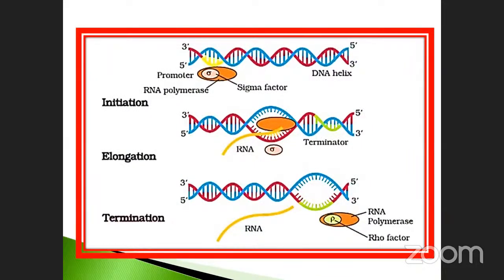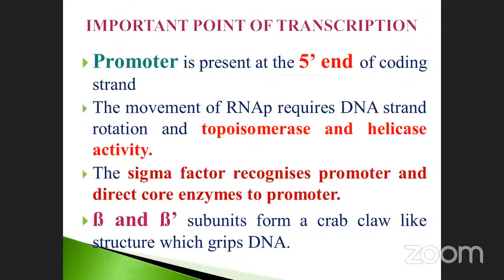So in this class, what are the main important points of the transcription process? The first one is that the promoter is present at the 5' end of the coding strand. Promoter is always present at the 5' end. The process of transcription takes place from 5' end to 3' end. This is the first important point.